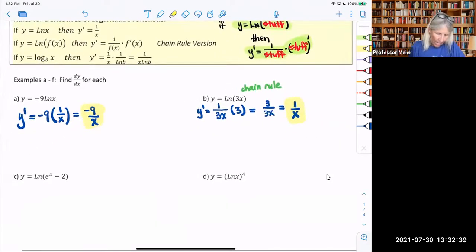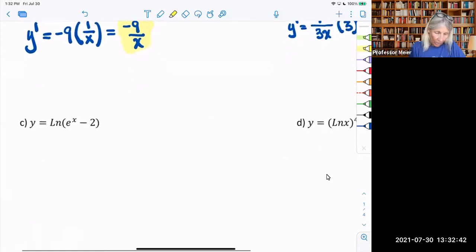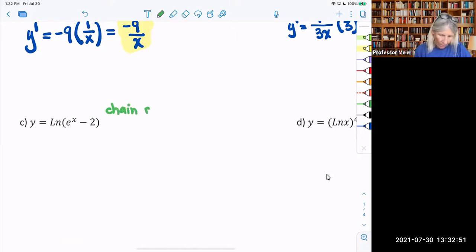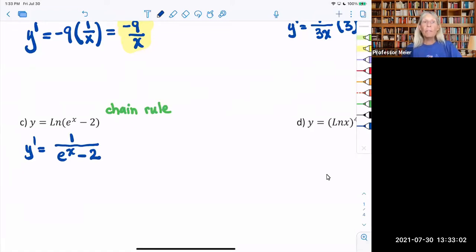Okay, let's keep going. Problem C, we have the natural log of, well, kind of a mess. This is our chain rule again. So we're going to use our chain rule. And I'm going to kind of think of it in the informal way. So when I do my derivative, it's going to be 1 over all this stuff, e to the x minus 2. Okay, 1 over that. But then I have to times it by the derivative of e to the x minus 2. Well, the derivative of e to the x, that's what we learned last section, is just e to the x. And the derivative of -2, well, that's just 0. So we'll drop that out of there.